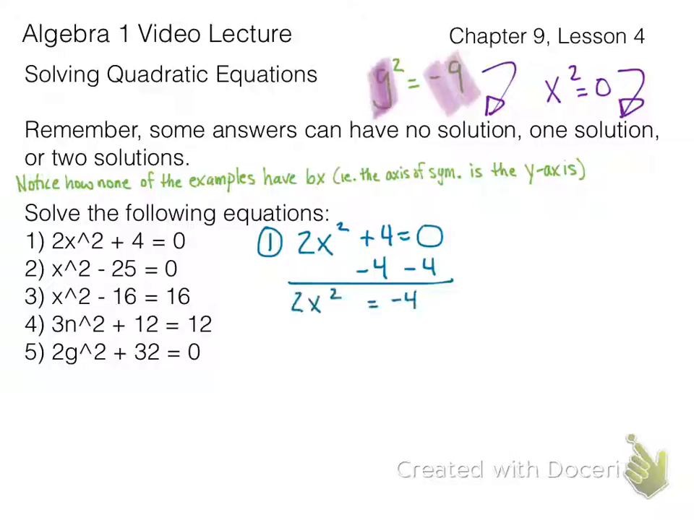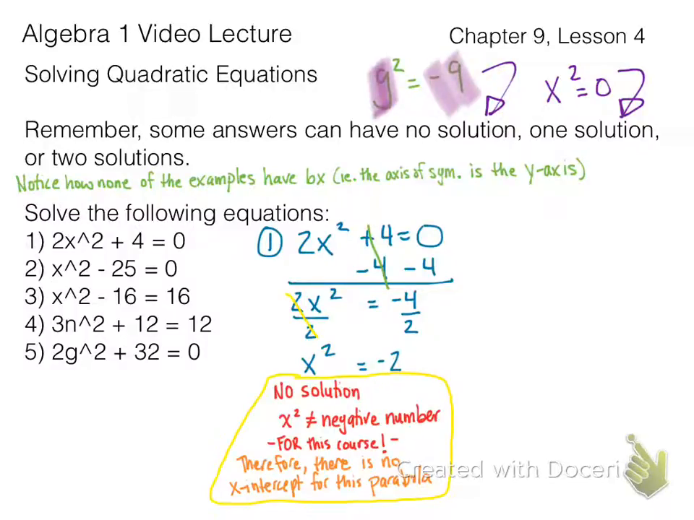So if I minus 4 on both sides, they're going to cancel out, they're gone, and I have 2x squared equals negative 4. Divide by 2 on both sides, and I have x squared equals negative 2. Well, nothing times itself will give me a negative number. Therefore, there's no solution. X squared cannot equal a negative number for this course. Therefore, there is no x-intercept for this parabola, and that means that the parabola will never hit the x-axis. It's never going to go through there.